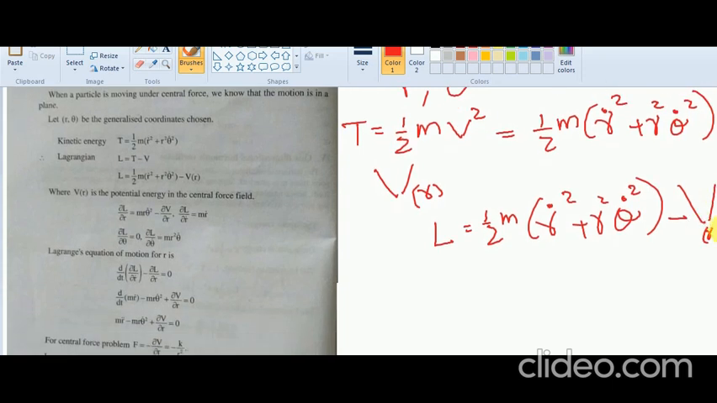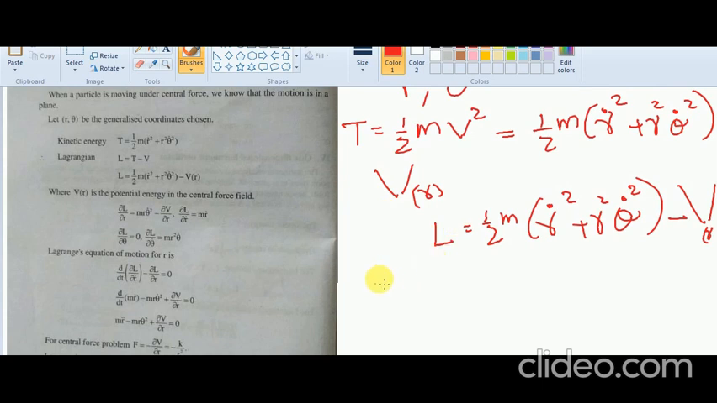Here the potential depends on r. In that case we took potential as 0 because r was a fixed thing there. r was the only generalized coordinate there. Here it is not like that. In that case r was fixed; here it is not like that. r and theta, there are two generalized coordinates here.